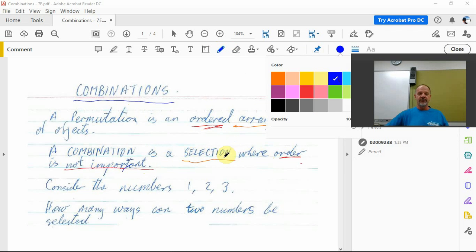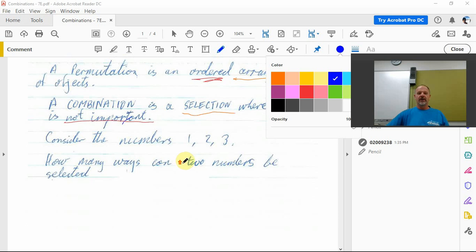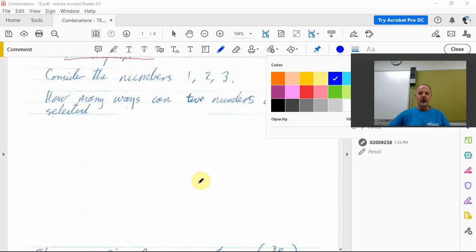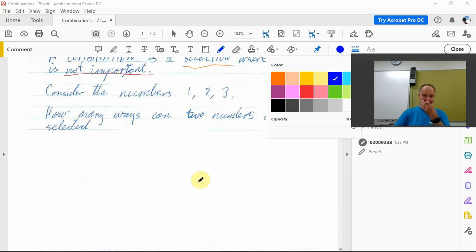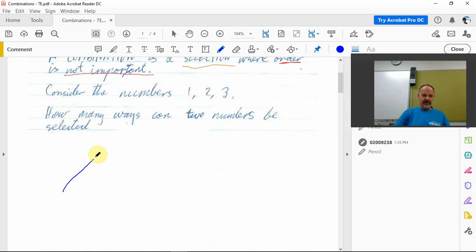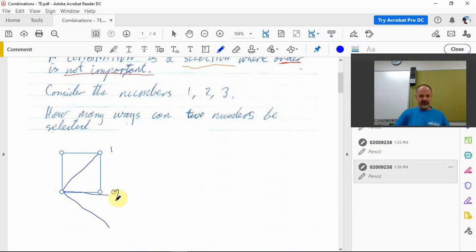the numbers 1, 2, and 3. How many ways can 2 be selected? So how many ways can you select 2 numbers out of that? If I use a tree diagram like I have before, the first time you select, you could select either the number 1, the number 2, or the number 3.